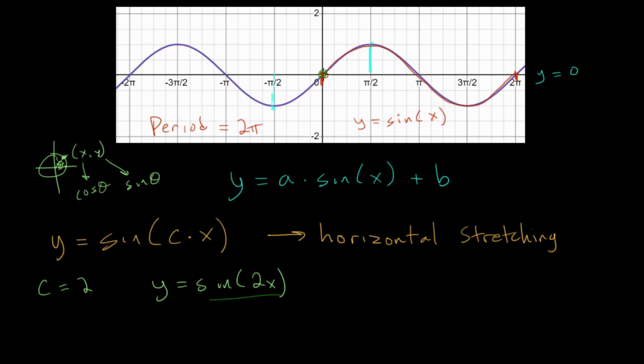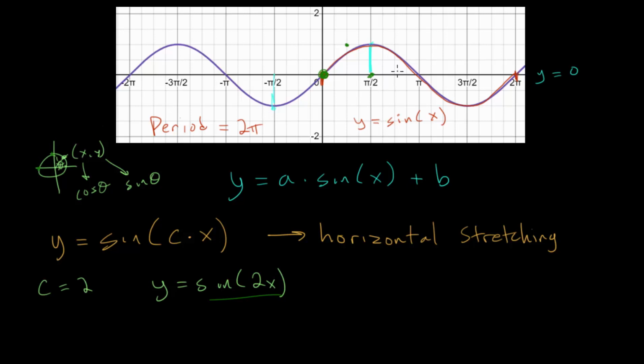So it will still go through that origin, but now when we plug in pi over 4, that will give us pi over 2 on the inside, and at pi over 2 radians, the y value there is 1. So at pi over 4, we are now at 1. And at pi over 2, when we plug that in, we get the sine of pi.